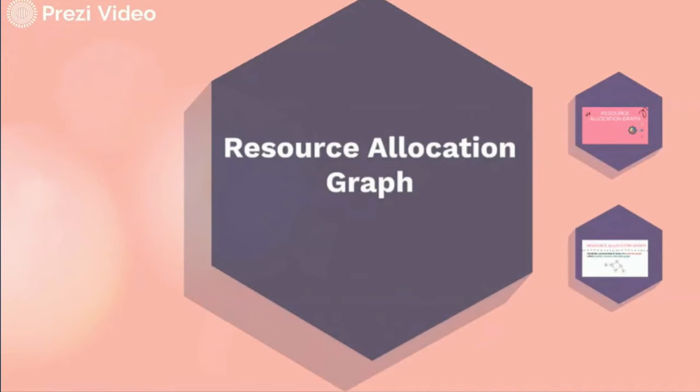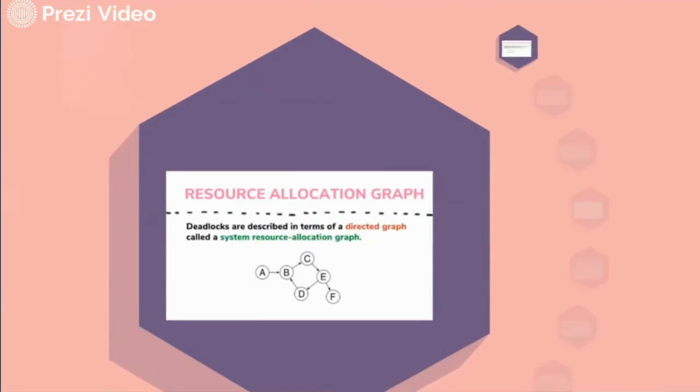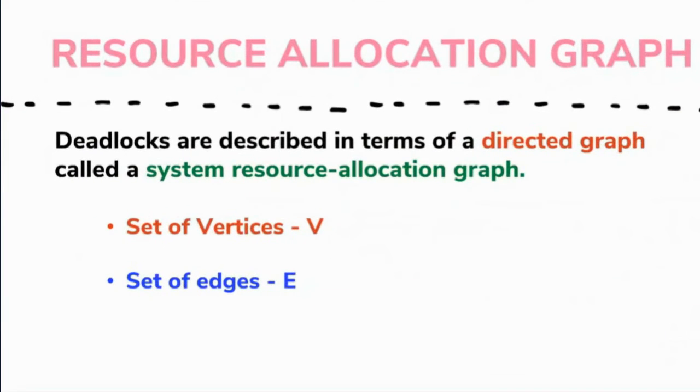Now let us understand how the deadlock can be identified in the system. This can be done using the resource allocation graph. What is this resource allocation graph? The resource allocation graph is the one where a deadlock can be described in terms of a directed graph. So using this directed graph, the system and resource allocation will be mentioned in the graph, and we can identify based on the allocation whether the deadlock could occur or not.